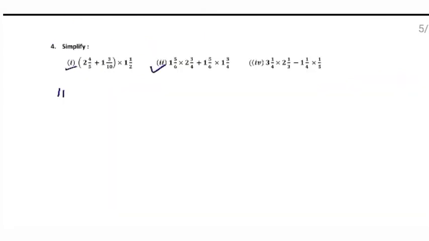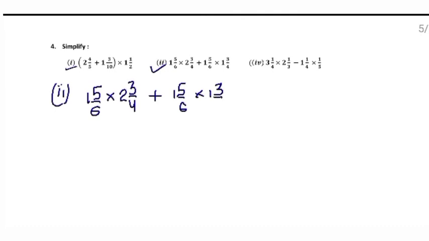Next part is 1 whole 5 upon 6 multiply 2 whole 3 upon 4 plus 1 whole 5 upon 6 multiply 1 whole 3 upon 4. Firstly, change these mixed fractions into improper fractions. 6 ones are 6 plus 5, 11 upon 6. Multiply 4 twos are 8 plus 3, 11 upon 4.